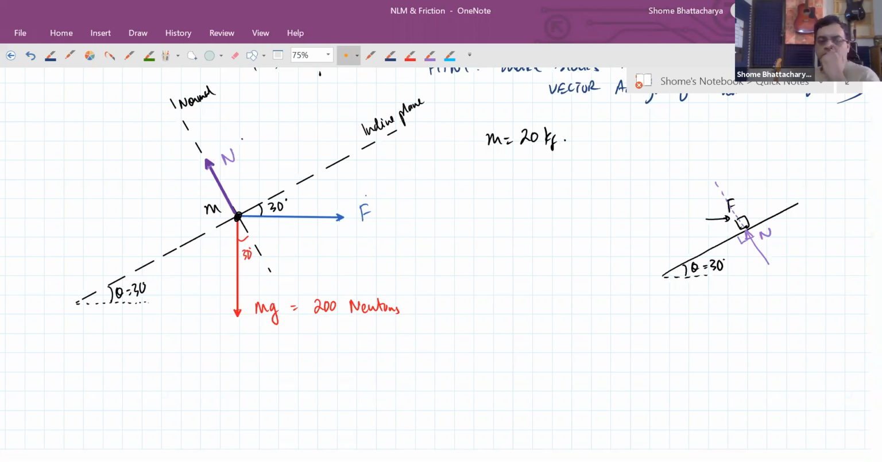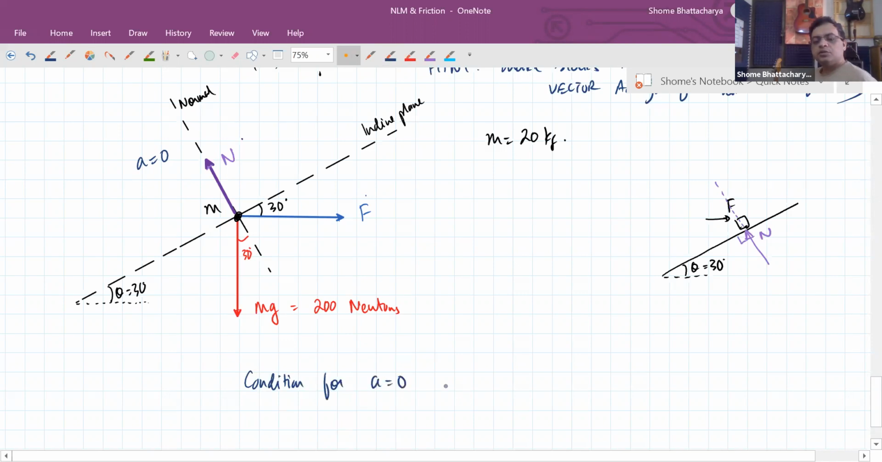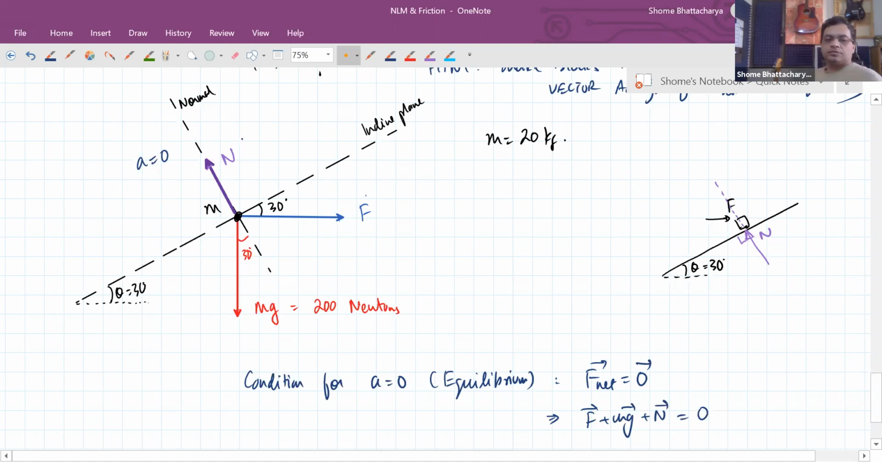Okay. And what we want is that the net force should be 0. So the acceleration should be 0. So now the condition for the acceleration of the block to be 0, or what we call the equilibrium condition, is that net force should be a null vector, or the vector sum of F, mg and normal reaction should be 0. So there are a couple of ways we can implement this now.